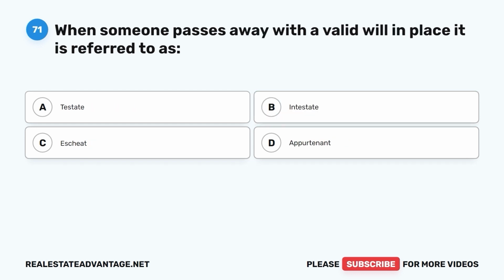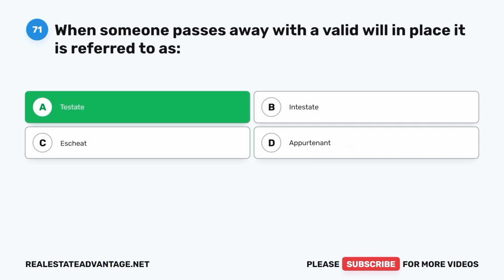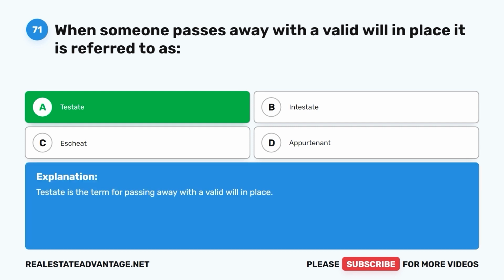Question 71. When someone passes away with a valid will in place, it is referred to as A. Testate. B. Intestate. C. Escheat. D. Appurtenant. The correct answer is A. Testate. Testate is the term for passing away with a valid will in place.